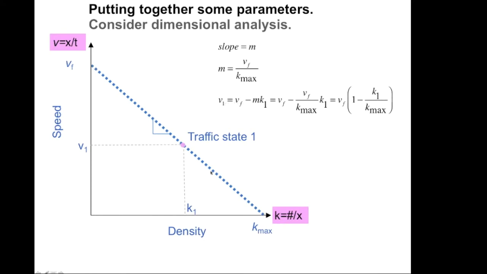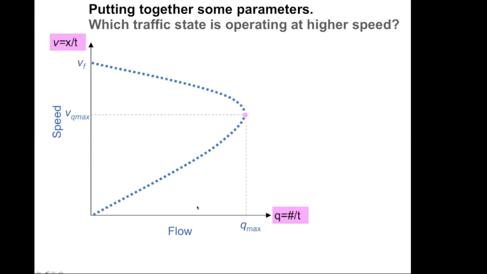K max. So if we know this relation, and if we know K1, we can calculate V1, which is just V sub F minus M times K1. This could be simplified by inserting the value of M. So in this case, V1 is the free flow speed times 1 minus K1 divided by K max. And so you could calculate the speed for this relationship for any value of density.